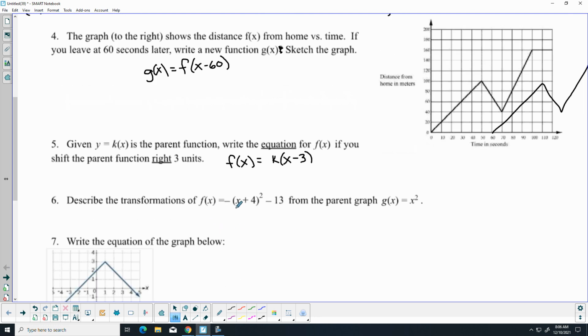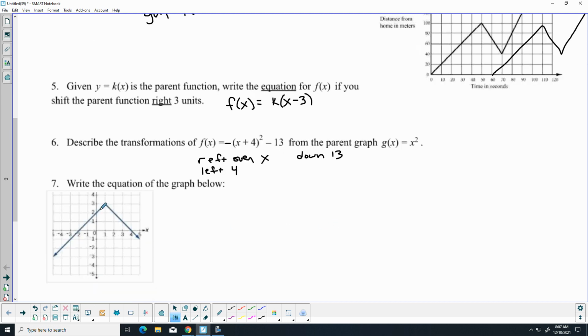All right, describe the transformation. Well, I first noticed the minus sign, so that's a reflection over the x-axis. That plus 4 means that I'm going left 4, and that minus 13 means that I am going down 13.